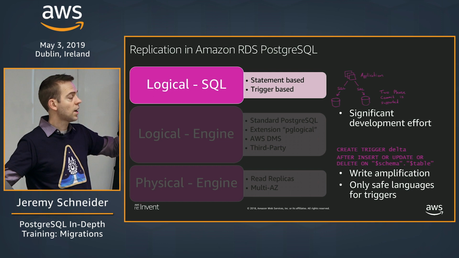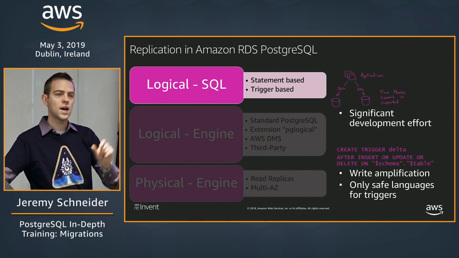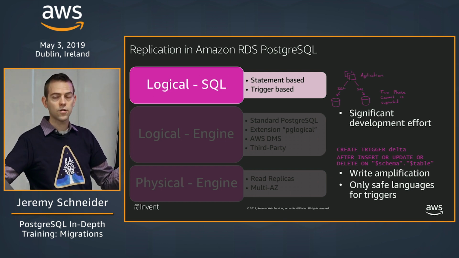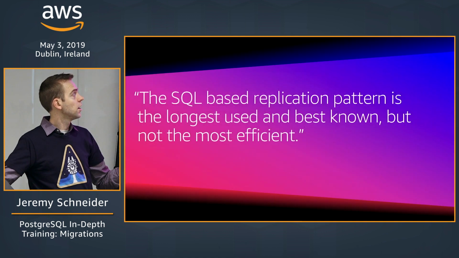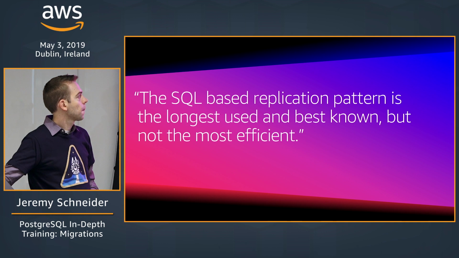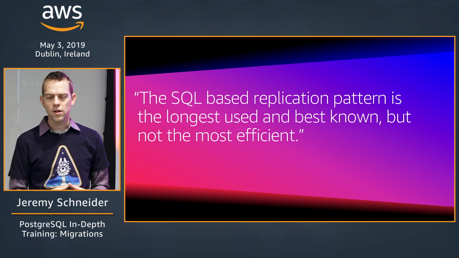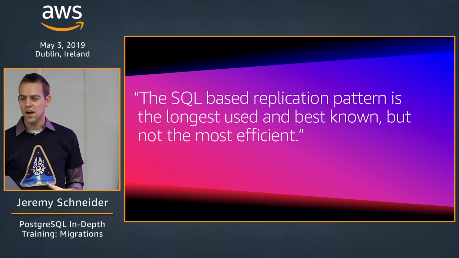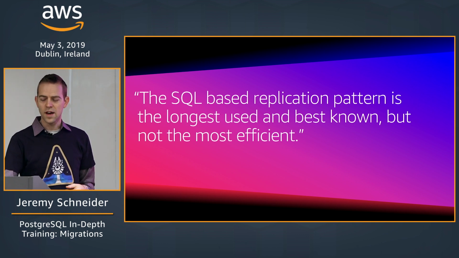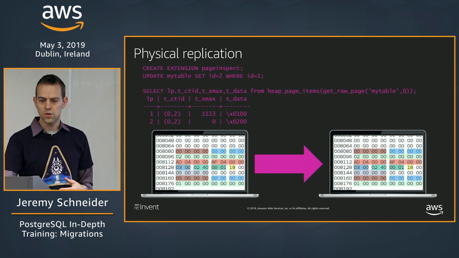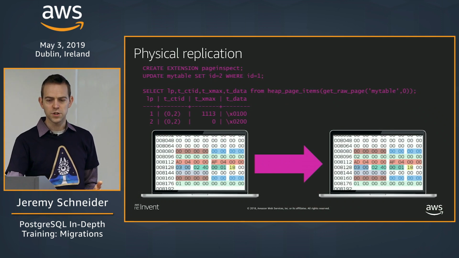With a trigger-based solution, you have to maintain an extra set of tables. There's no way to solve that inside of that architecture. Now the Postgres community knows that, and the Postgres community's answer is actually something that a lot of databases do, which brings us to our next model, which is physical replication.